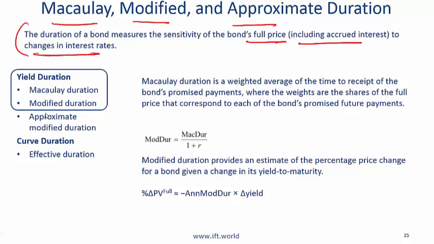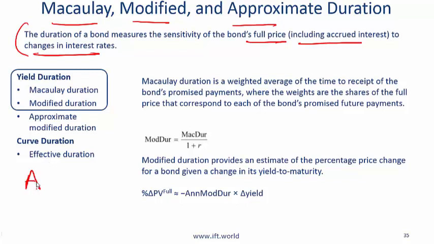There are 4 measures of duration that you need to learn here as part of your level 1 curriculum. And I'll give you a way of remembering them in order. The first thing you remember is Macaulay, then modified duration, then approximate modified duration, and effective duration. So remember it like this.